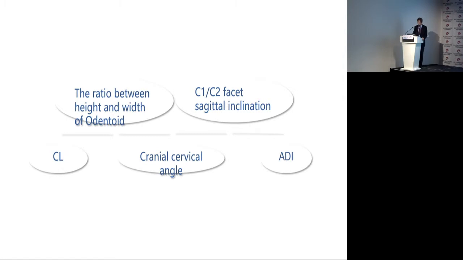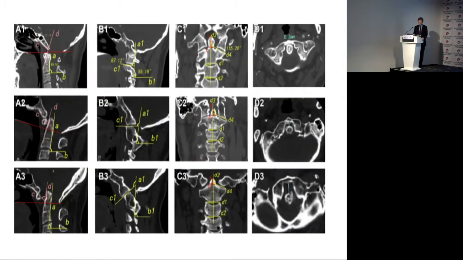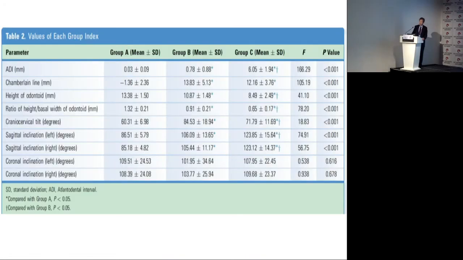Also these characters. From a sagittal view, I measure the cranial cervical tilt, and also the Chamberlain line, whether there's a basilar invagination. On the lateral sagittal view, I measure the sagittal tilt of the lateral facet joint. On the coronal view, we measure the ratio of the height and the width of the odontoid to define the deformation of the odontoid. And in the axial view, we measure the ADI to judge whether there's a dislocation between C1 and C2.